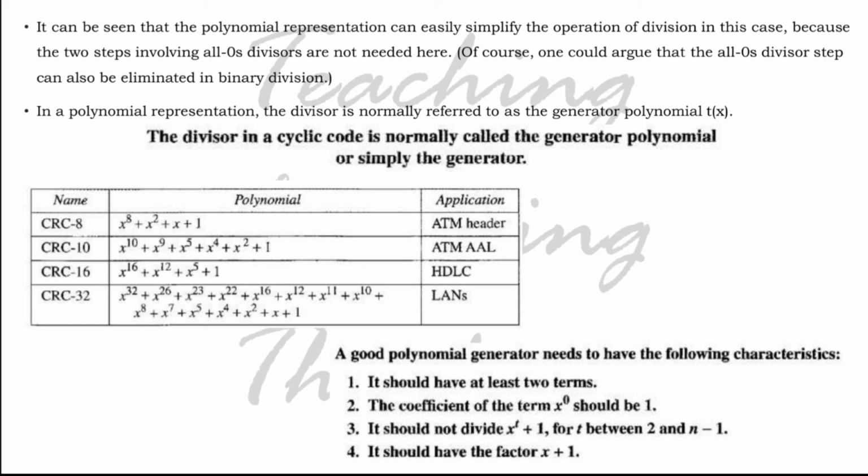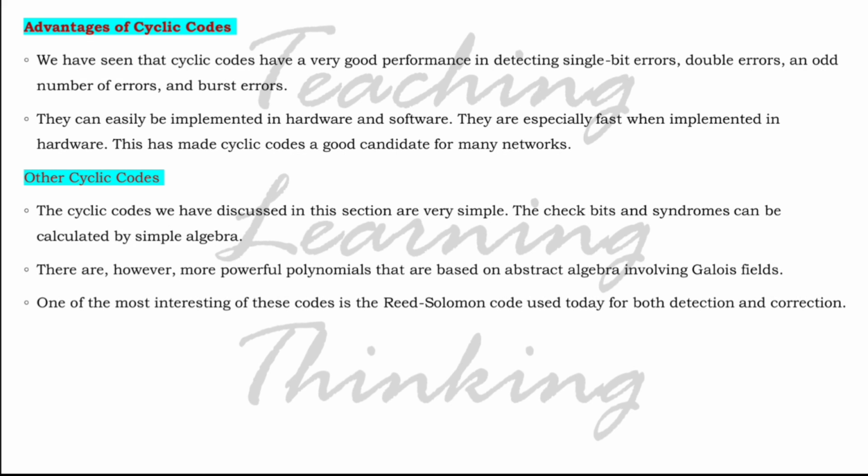A good polynomial generator needs to have the following characteristics. It should have at least two terms. The coefficient of the term x raised to 0 should be 1, and it should not divide x raised to t plus 1 for t between 2 and n minus 1, and it should have the factor of x plus 1. So these are the characteristics of a good generator.